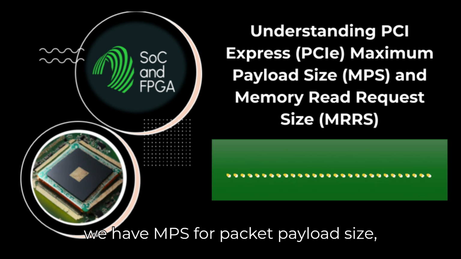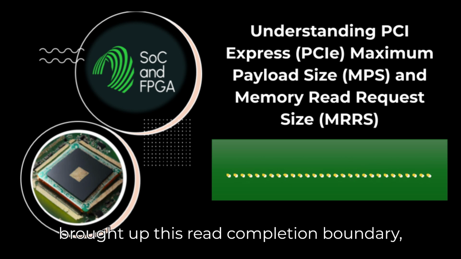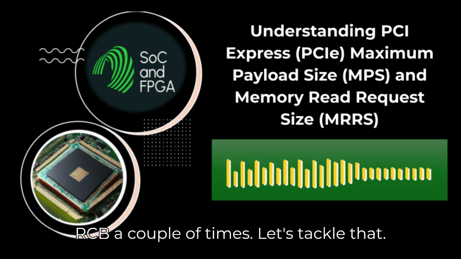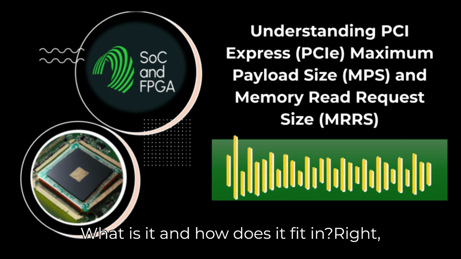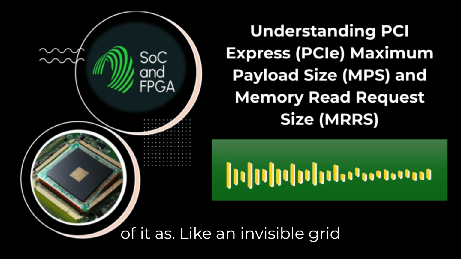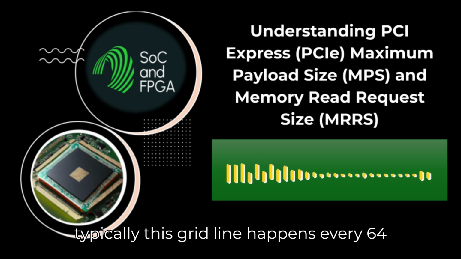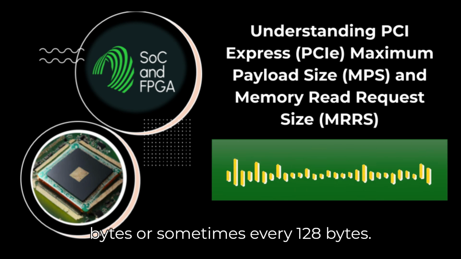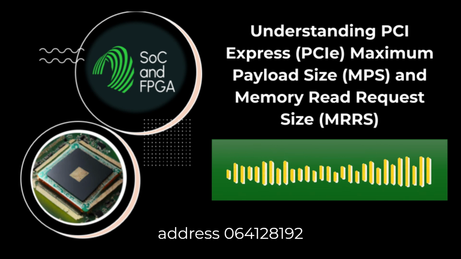Okay, so we have MPS for packet payload size, MRRS for request size, and now you've brought up this read completion boundary, RCB, a couple of times. Let's tackle that. What is it, and how does it fit in? Right. The read completion boundary, RCB, think of it as like an invisible grid line drawn across memory addresses. Typically, this grid line happens every 64 bytes, or sometimes every 128 bytes. It's a naturally aligned boundary. So address 0, 64, 128, 192.